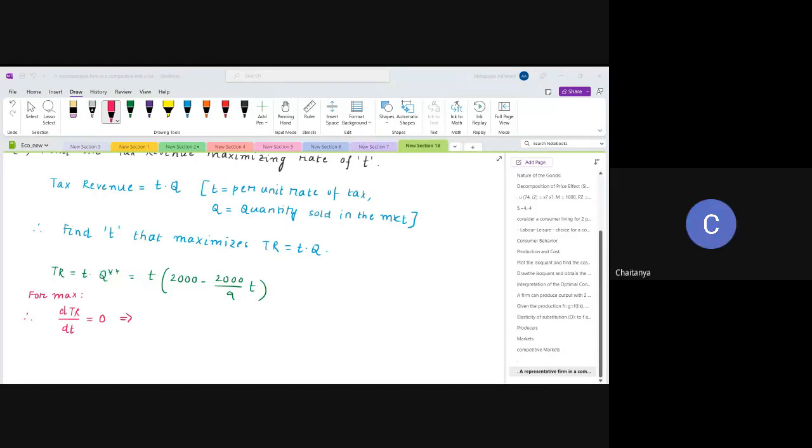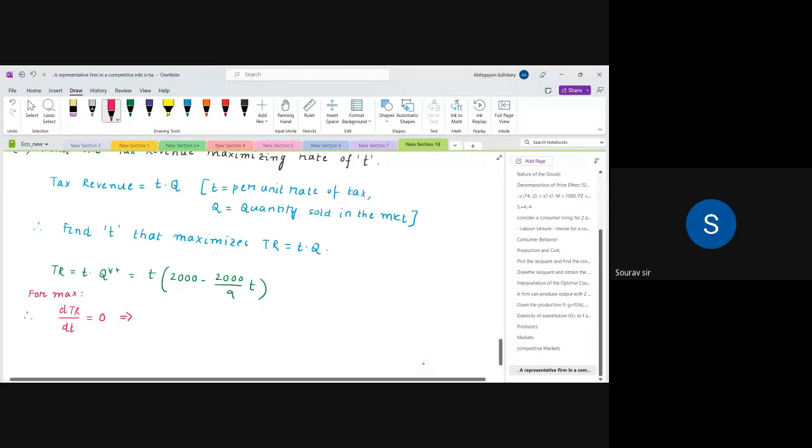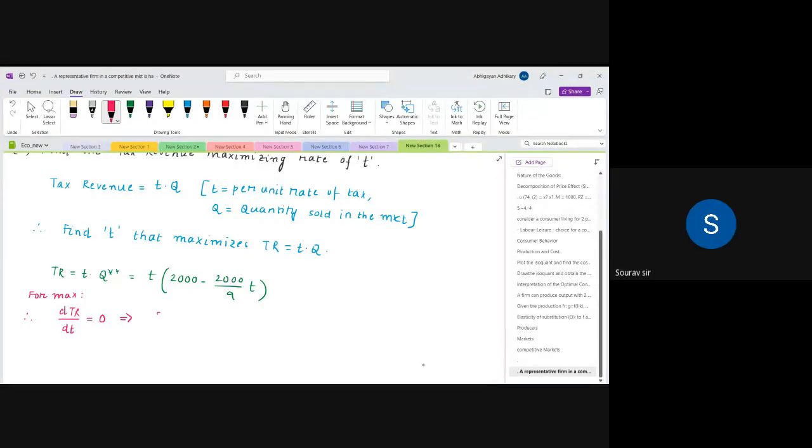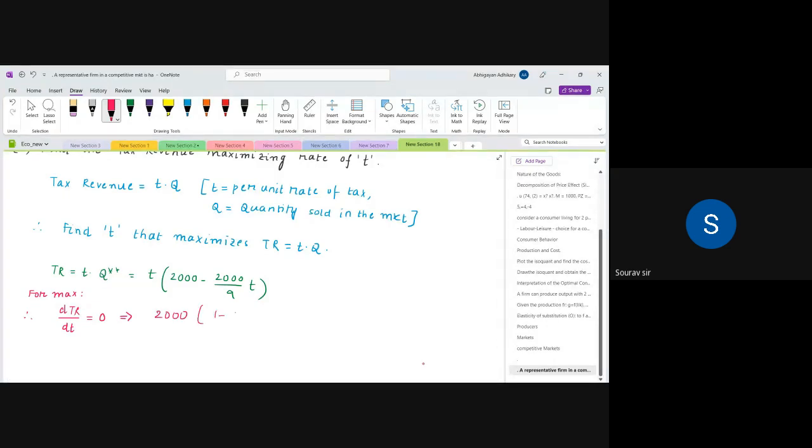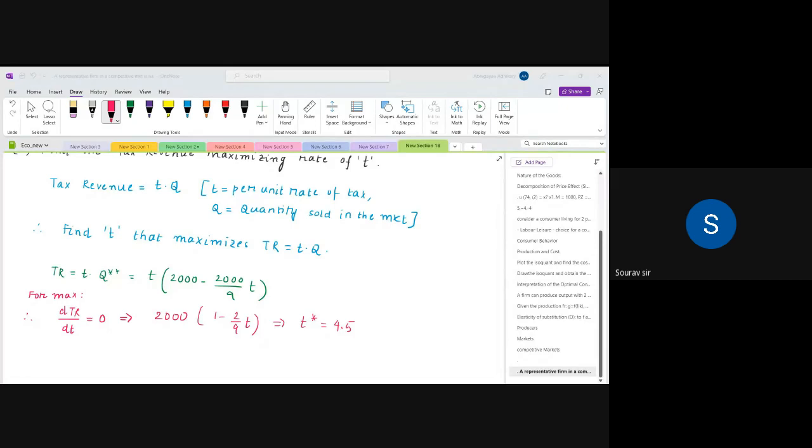4.5. Small t, right? Yes. Okay, so this will be 2000 times (1 minus 2 by 9 t). So you're getting t star as 4.5. That means the tax revenue gets maximized when you charge a per unit tax of 4.5, which is not what we were discussing just a few seconds back, that the higher the tax rate, the higher the tax revenue. Right? That is what the calculation tells us.